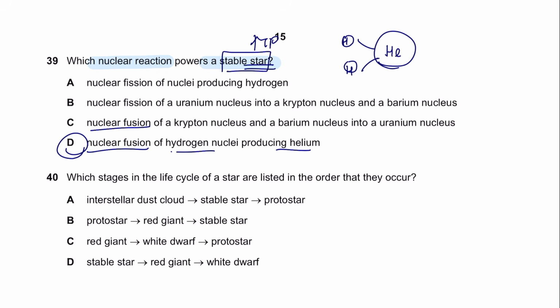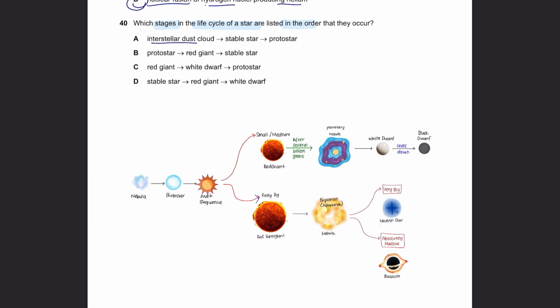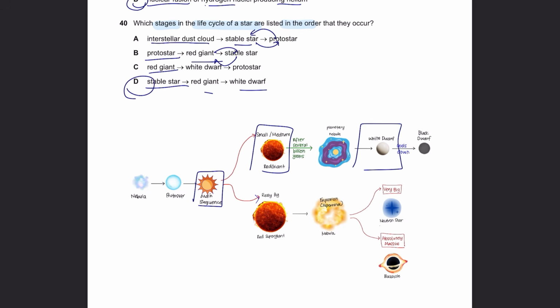The last question, 40. Which stages in the life cycle of a star are listed in the order that they occur? So you would see that an interstellar dust cloud, which is your nebula, will then move into protostar and then become a stable star. So this should be the other way around. Next, you have got a protostar turning into a red giant and then becoming a stable star. So again, this should be the other way around. Next, you have got red giant becoming a white dwarf and then a protostar. So this is wrong. And lastly, you have got a stable star becoming red giant and becoming a white dwarf. So the answer is D.